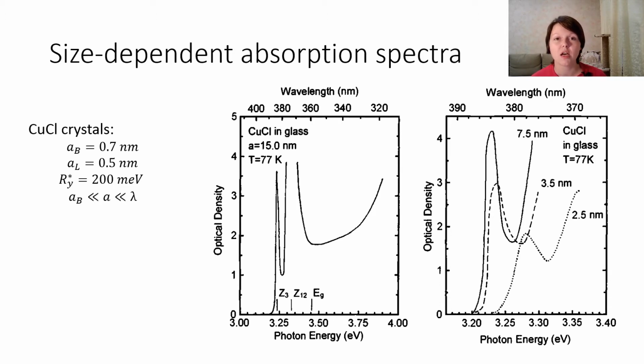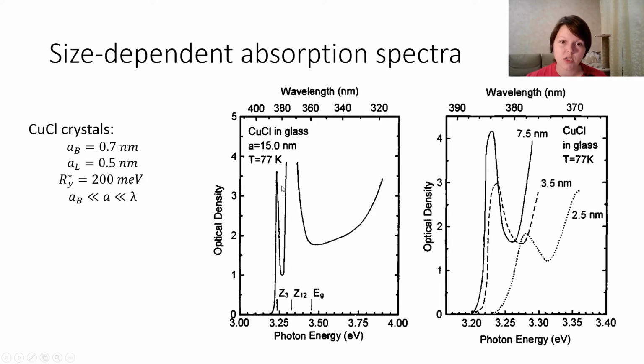Copper chloride nanocrystals usually possess weak confinement limit. It means that for most cases, their mean radius is more than exciton Bohr radius. Copper chloride crystals also possess very big exciton Rydberg energy. This means that we can see exciton resonance in the absorption spectra, even at room temperatures.